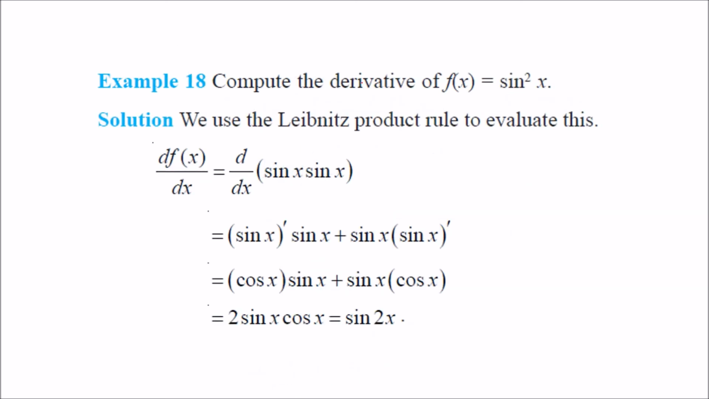How to compute the derivative of sin square x? You can take sin x and sin x individually. Use the Leibniz product rule. So derivative of sin x, then sin x, and sin x, and now the derivative of this one. Because they are the same, they are going to give you cos x sin x twice, that will be equal to 2 sin x cos x, which will be equal to sin 2x. So this was one more part of your derivative.